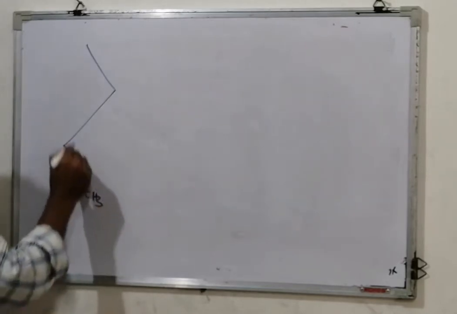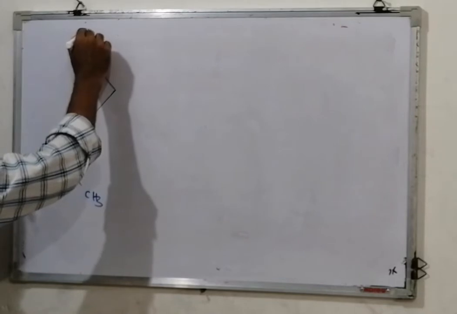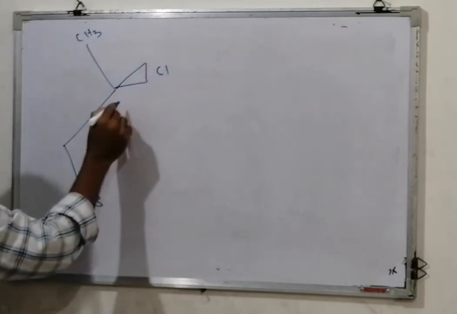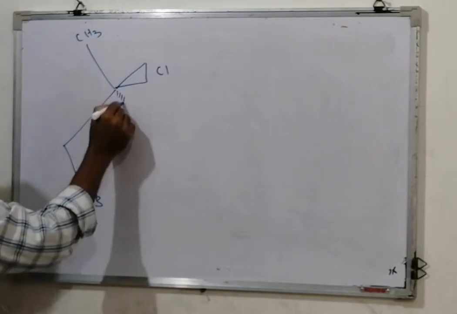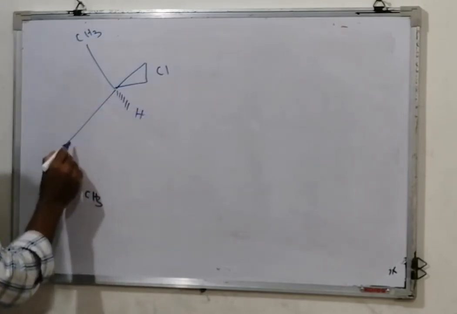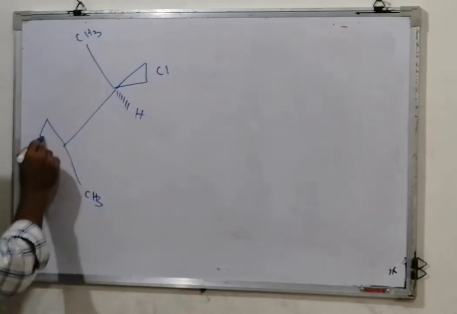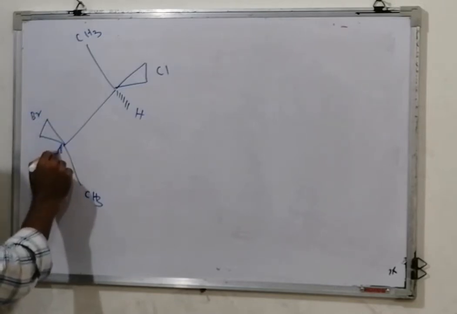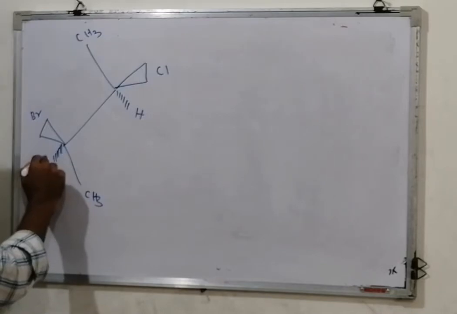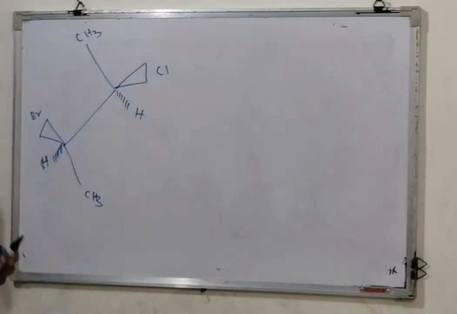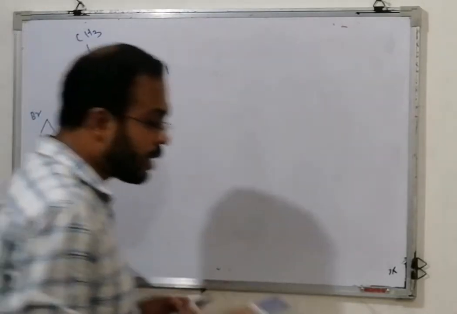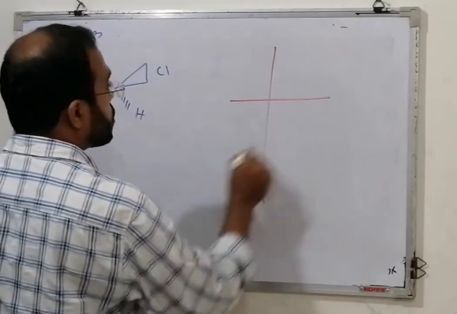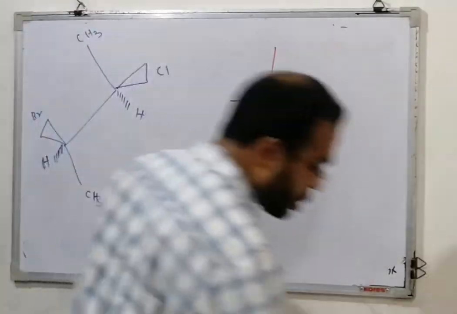Okay, now another one. CH3, Cl, H, Br, H. Two chiral centers. There were two cross. Why? Because you have two chiral centers.